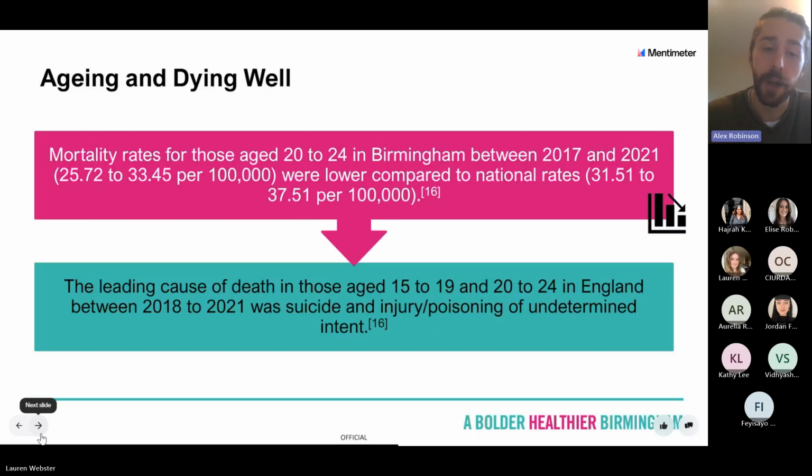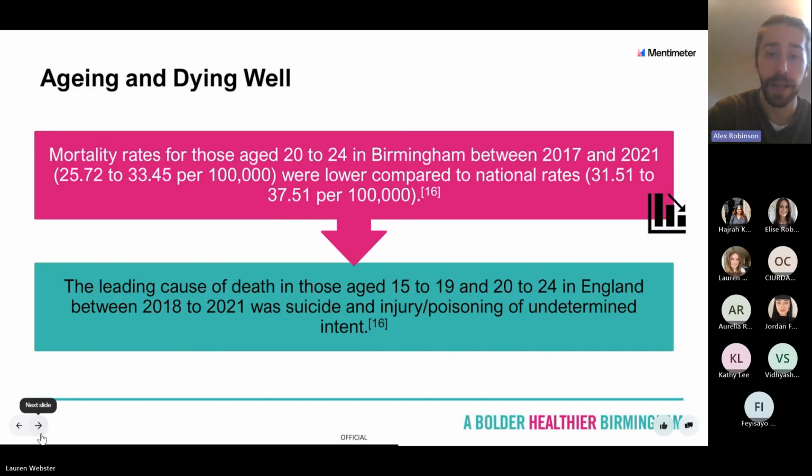So mortality rates for 20 to 24-year-olds in Birmingham in this period were lower than the national rates. The leading cause of death in those aged 15 to 19 and those aged 20 to 24 in England between 2018 and 2021 was suicide and injury/poisoning of undetermined intent. Mortality rates for those aged 20 to 24 dying from suicide and injury/poisoning of undetermined intent in Birmingham in 2017 to 2021 were 3.81 to 6.67 per 100,000, and that was higher than the rate for those aged 15 to 19, which was 3.76 to 5.03 per 100,000. So that's showing that mortality rates from suicide in the age group of 20 to 24 were higher than the age group of 15 to 19.